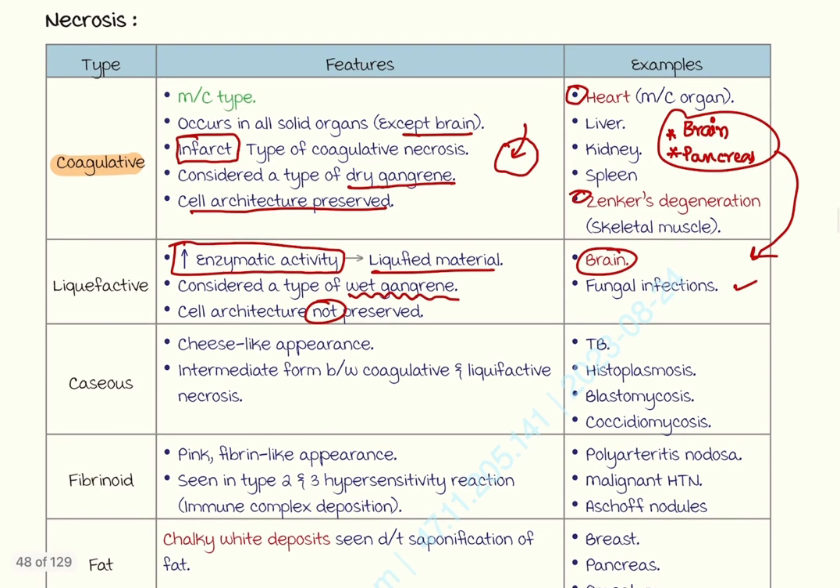Okay, caseous necrosis, very important. Caseous necrosis is seen with TB and histoplasmosis. There will be cheese-like material, so a cheese-like appearance is there, and this is basically a combination of coagulative and liquefactive necrosis.